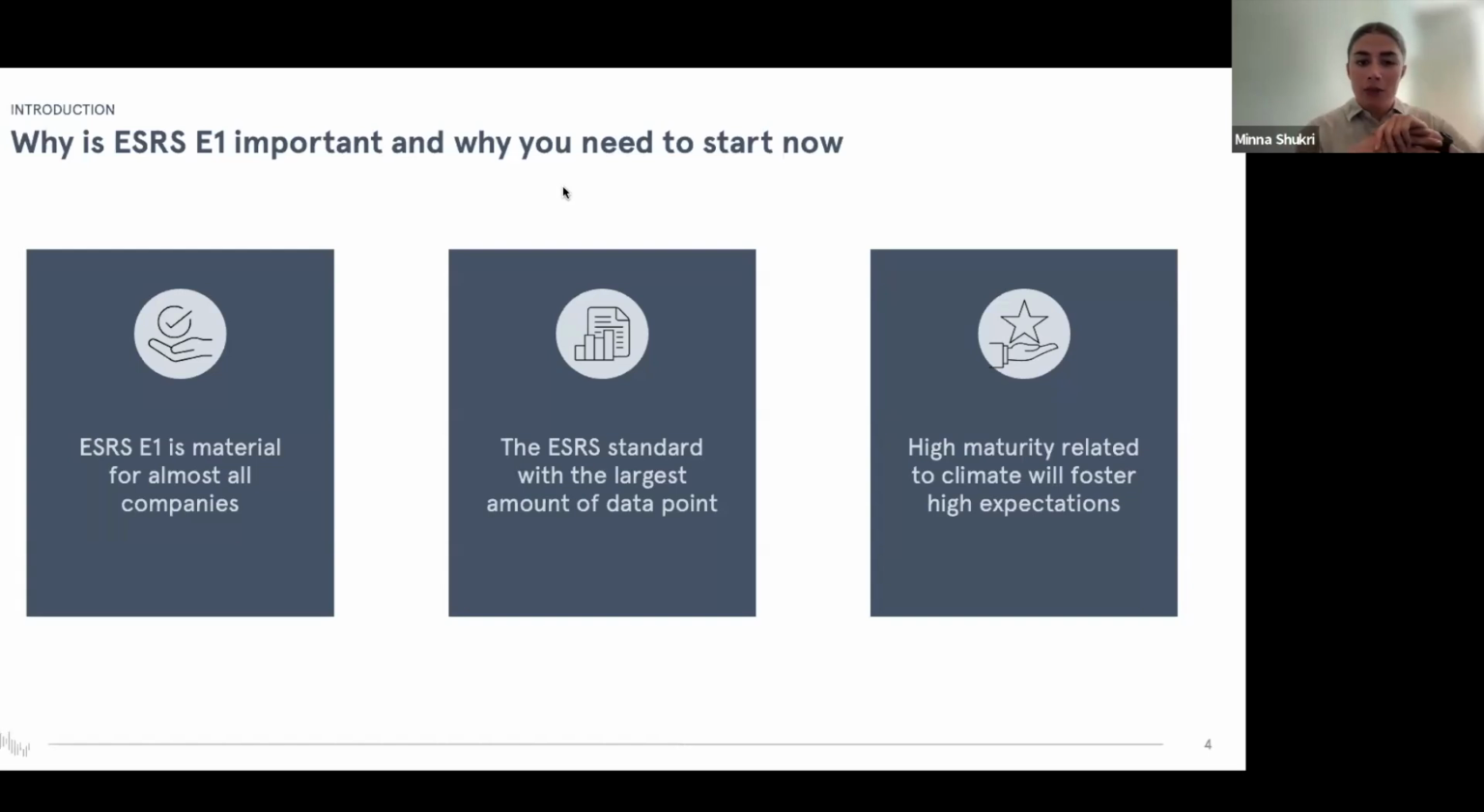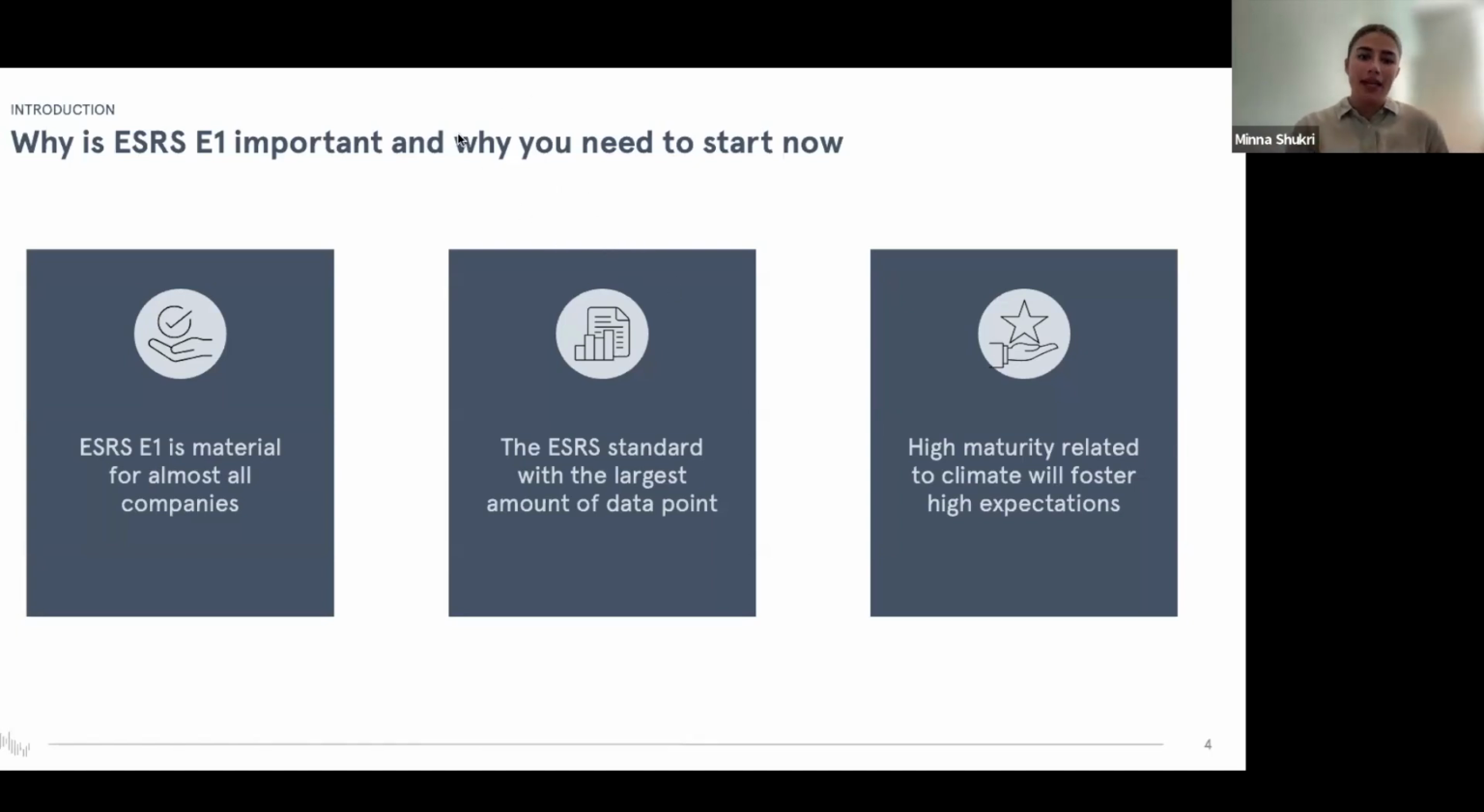Further, from our own experience, we have noted that clients that get ahead a bit early on with this compliance will allow for a more in-depth analysis, which also leads to greater results and also results in a much less stressed organization. So we very much encourage to start early on.